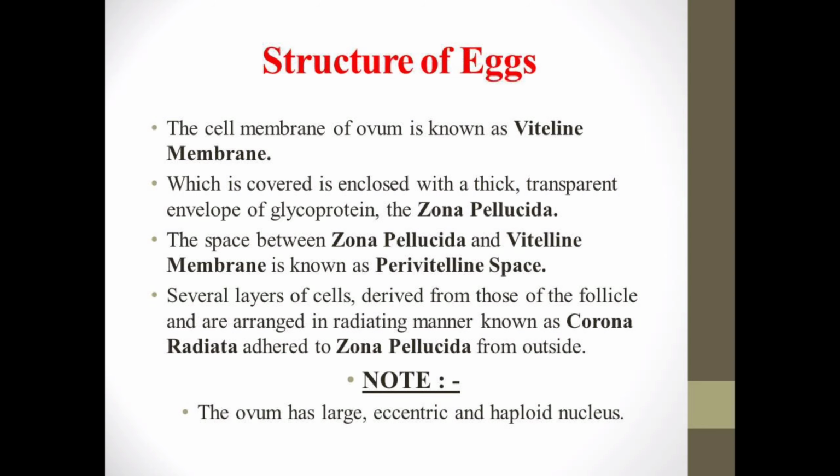In simple terms, there are several layers around the ovum. First one is the vitelline membrane. Over the vitelline membrane there is the zona pellucida, and over the zona pellucida there are several layers of cells derived from the follicle, known as the corona radiata.